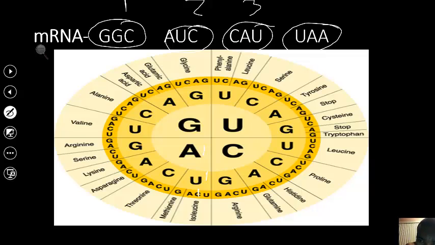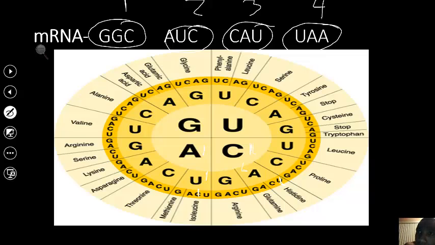And then we're going to start with this one right here. CAU. You look for the biggest C. C for the first base. Second base, A. And then U right here. I'm doing different signs so that way you can tell the difference of when I match them up. And that's going to be HIS, H-I-S.